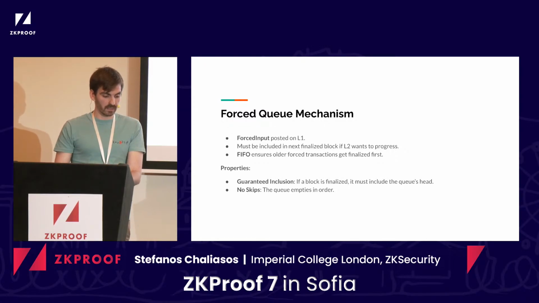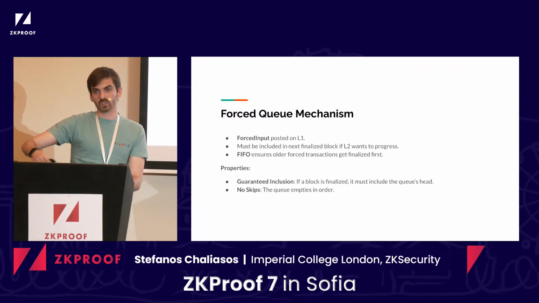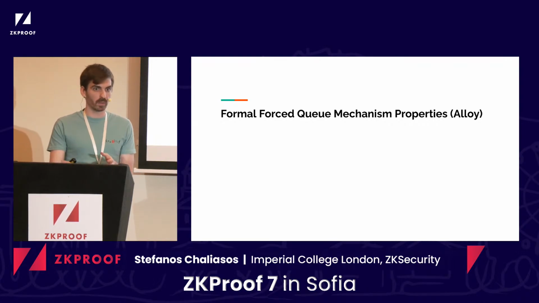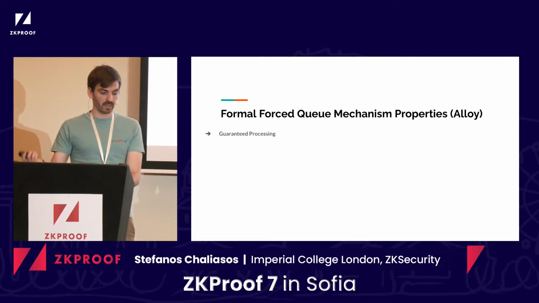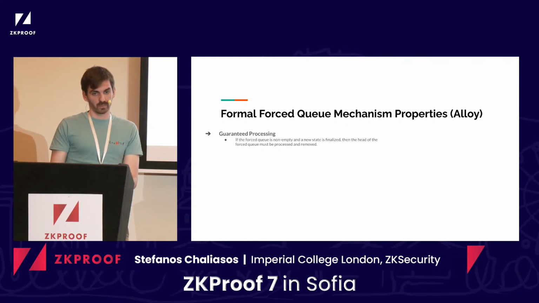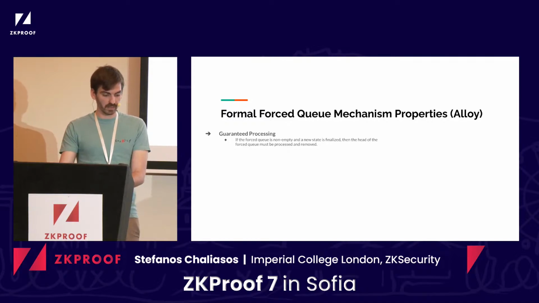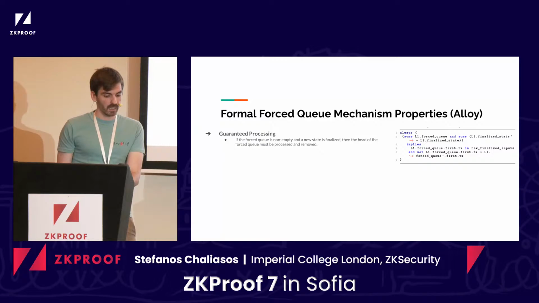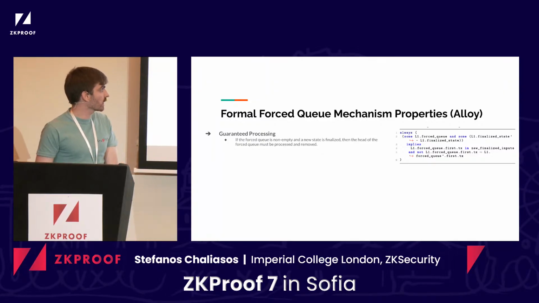What we guarantee, and it's a FIFO queue, and what we want to guarantee with that is that user transactions cannot be censored. So let's see a bit more formally what kind of properties we need to define in Alloy to achieve that. So we have guaranteed processing, which basically means that if the first queue is not empty and a new state is finalized, then the head of the queue must be processed and removed from the queue. And here is an Alloy fact basically on how you can do that.